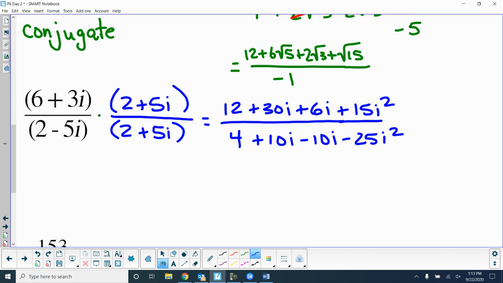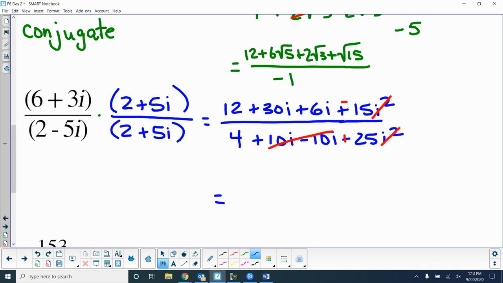Everybody get what I got? Any questions? Did I make a mistake? I don't think I did. Okay, so I see i squared, so what am I going to do with those? Change the signs, right? Remember, that's 15 times negative 1, so it just becomes negative 15. This is negative 25 times negative 1, so it becomes positive 25. What happens to the 10 i's? It can't combine.